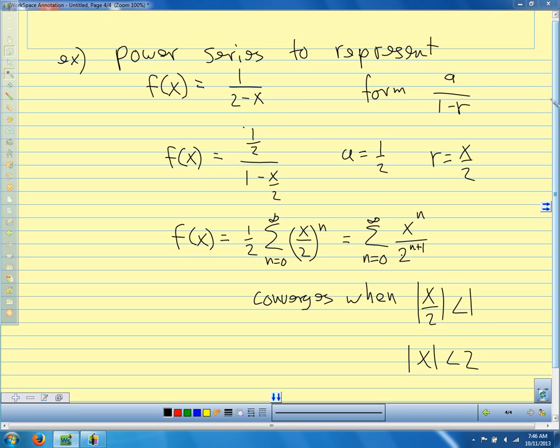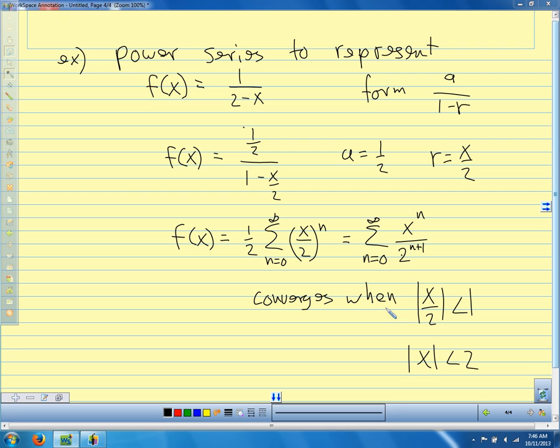So this is one way we can generate a power series, if we can write our function in the form of the sum of a geometric series. Then we can pick out our common ratio, and we can pick out our first term so that we can write this as a geometric series. So that's one way to generate a geometric series.